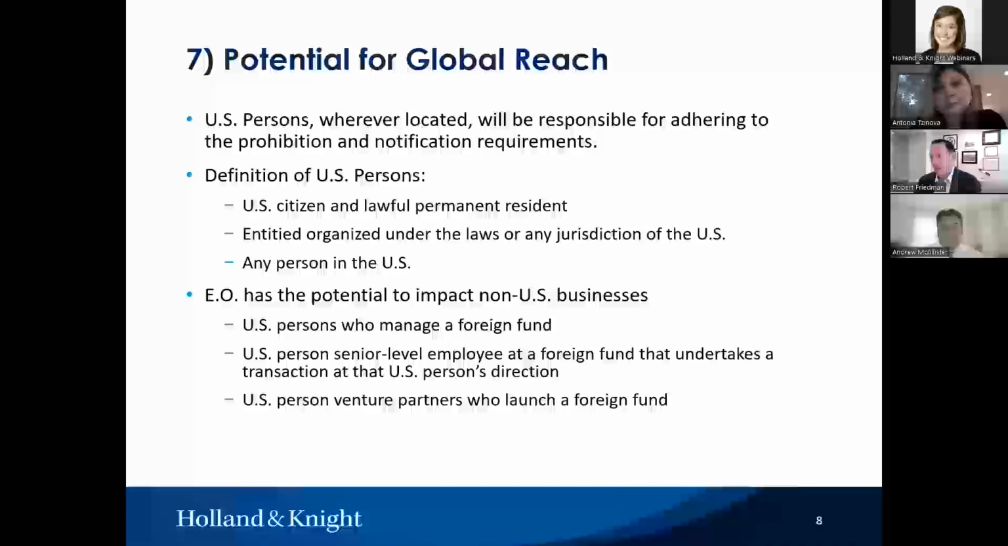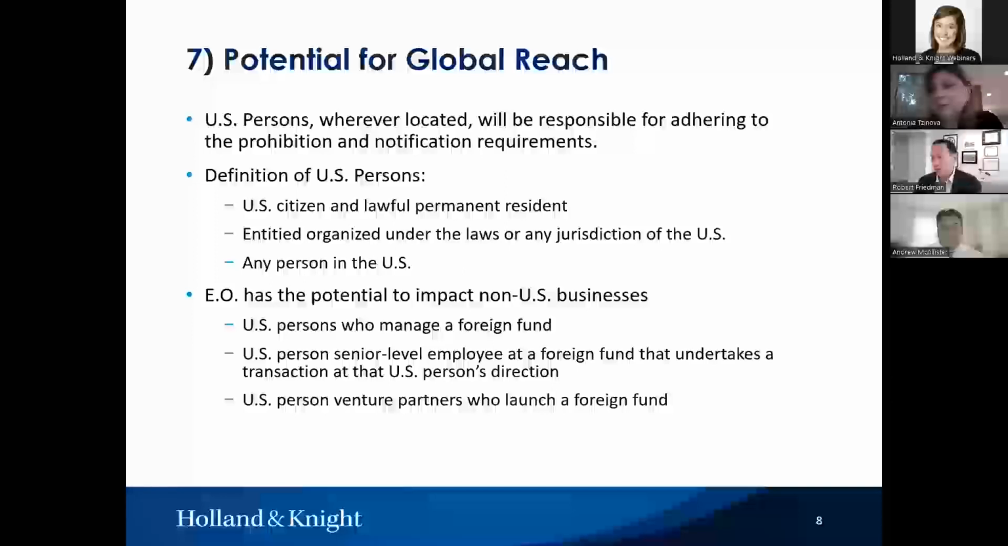Another area is a U.S. person who is an officer, senior manager, or equivalent senior level employee at a foreign fund that undertakes a transaction at the U.S. person's direction, when the transaction would be prohibited if performed by a U.S. person. So again, the potential to impact a variety of non-U.S. companies that employ U.S. persons in senior level positions in the company. And finally, a U.S. venture partner who launches a foreign fund would also be an area that is potentially subject to regulatory scrutiny based on the proposed rules.